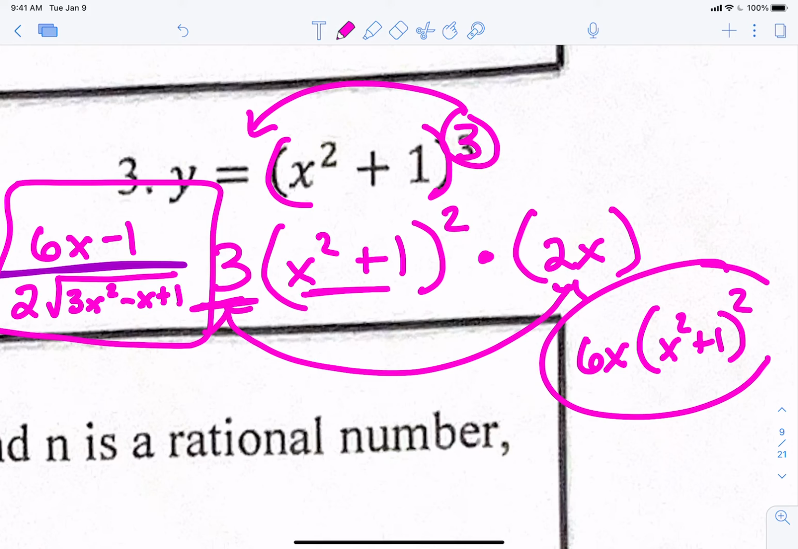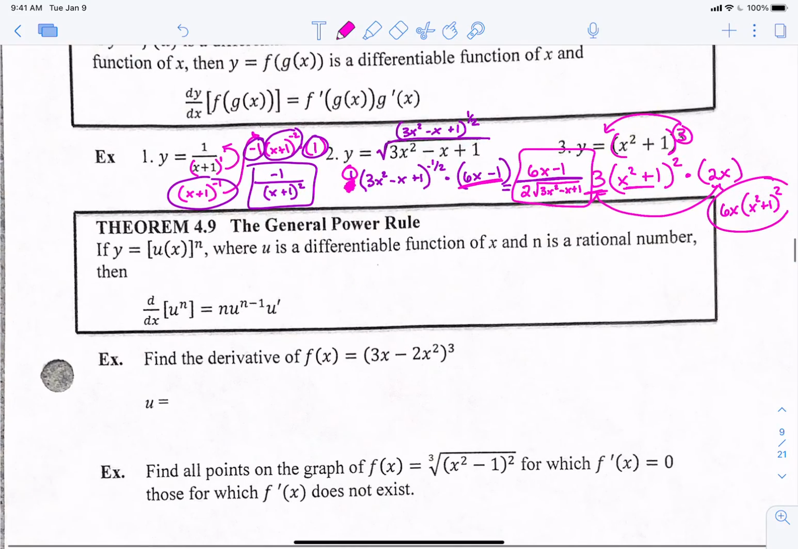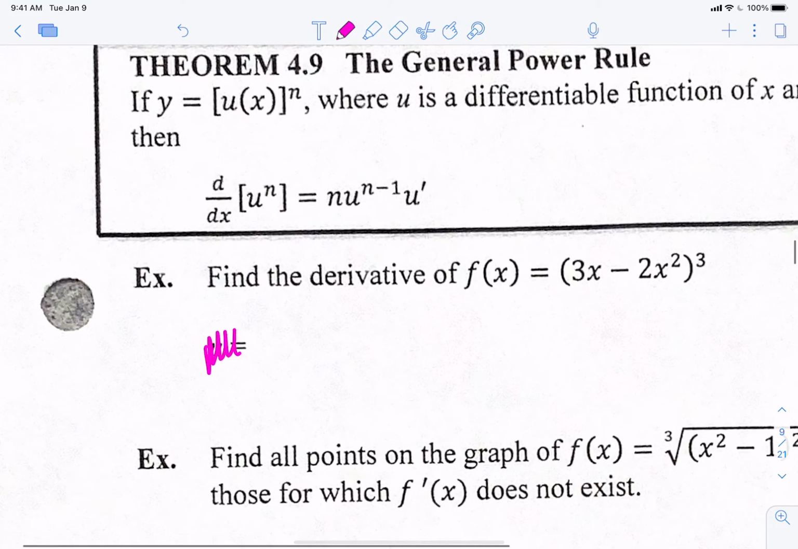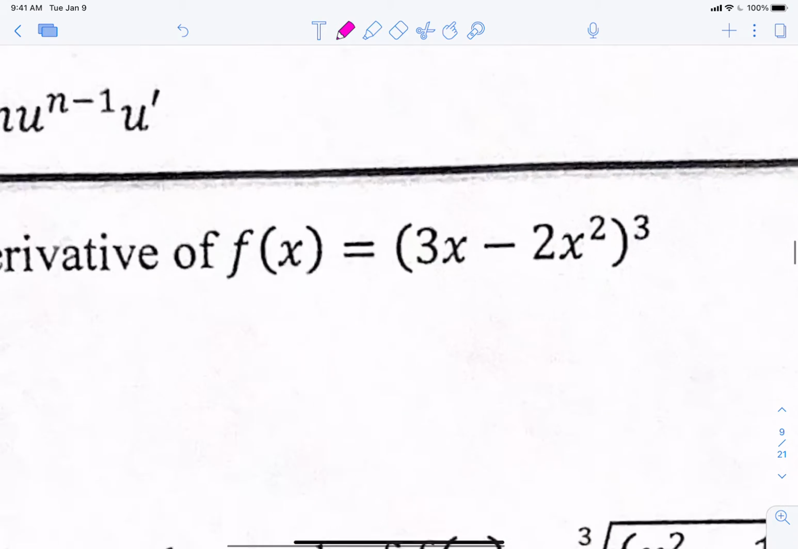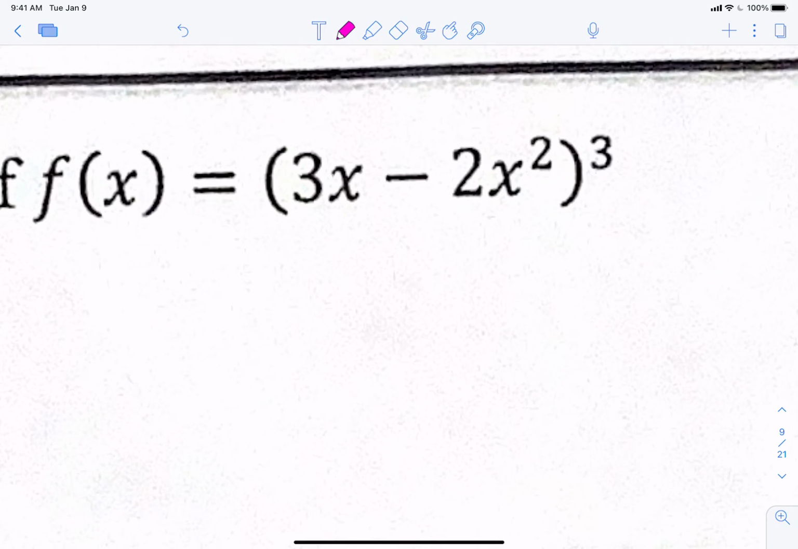Okay. Good, good. I'm just going to do the next example. Don't worry about the u part so much. You can cross the u out. We're just going to find the derivative of this one. So this one's going to be very similar to number 3 up above.